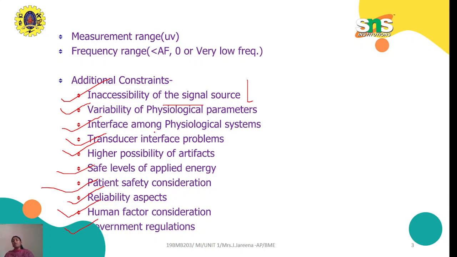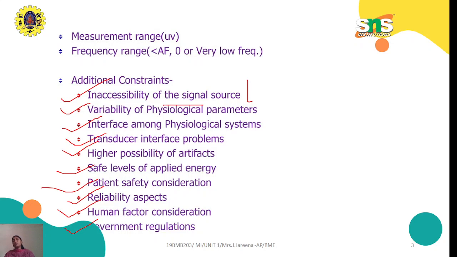And third one is the interference among the physiological system. As I said before, if you are looking for any specific physiological system, in some way it will interfere with some other physiological system. So the influence of other activity or other interference will be there while measuring a specific physiological function. Okay, so in that case we have to be very keen on what we want to measure and how we are measuring it. Okay, so that could be the other constraint.